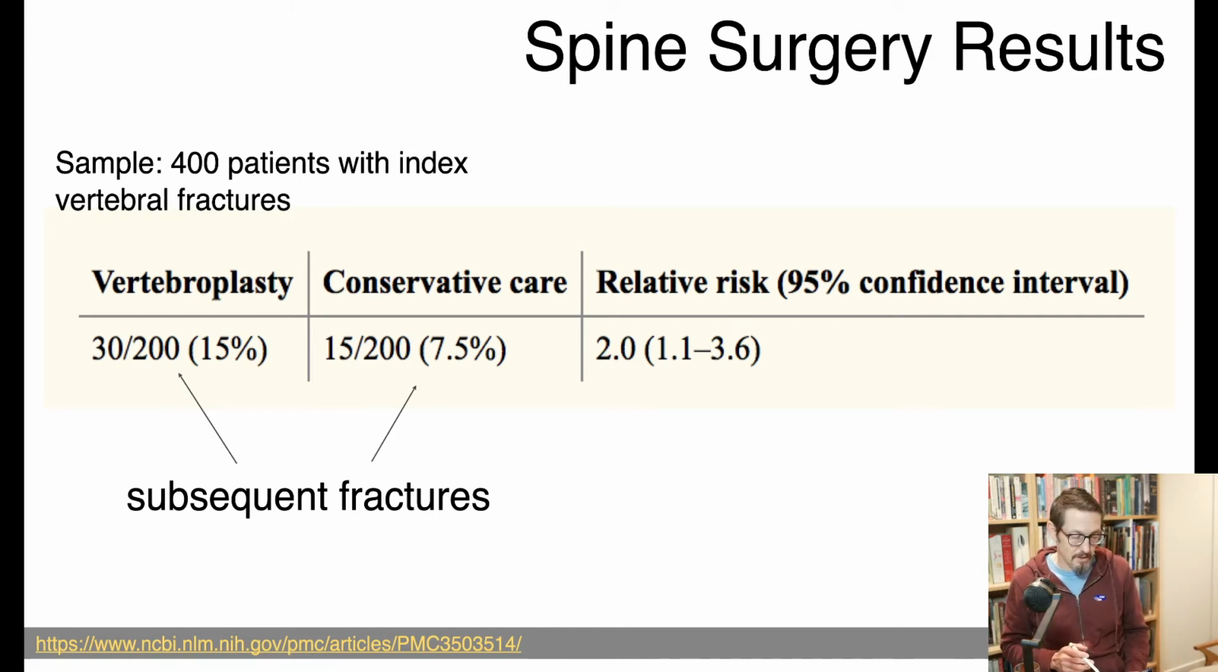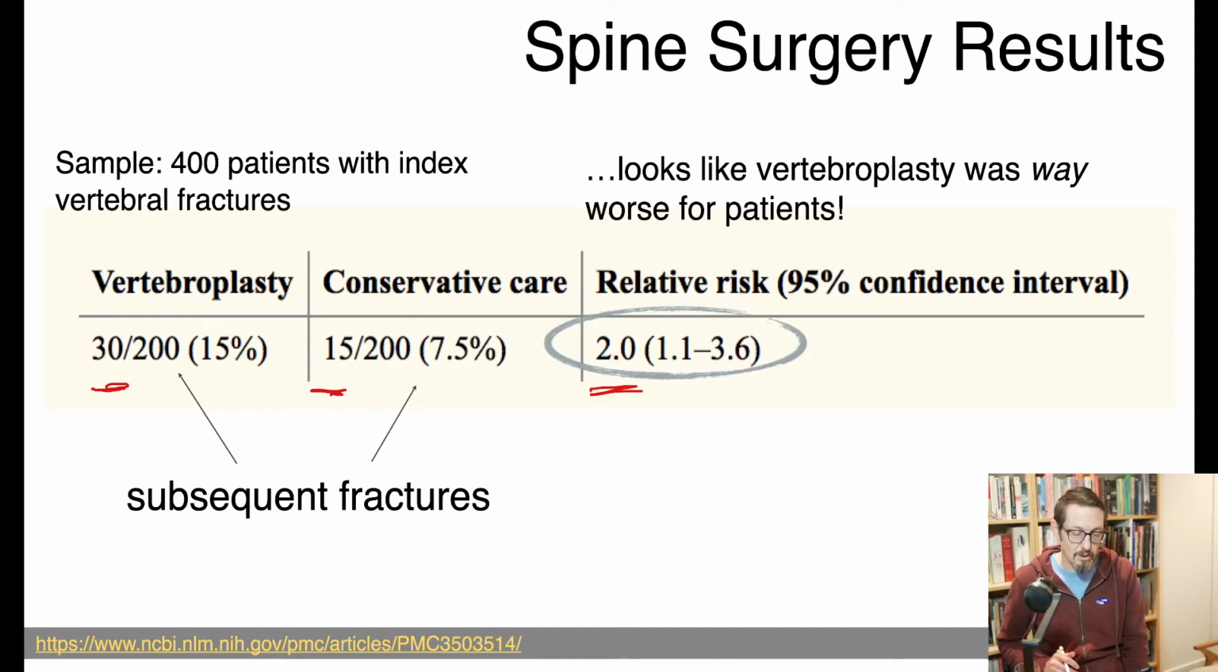Okay? So if you look at this, there are 30 out of 200 people who underwent the surgery who got another fracture, a second fracture. Only 15 of the people who got conservative care got another fracture. So that means that they are at twice the risk. The people who got the surgery are twice as risky for them as just laying in bed and hoping it'll all heal. Whoa, that seems like a terrible, terrible thing. I don't think I want to get vertebroplasty if I have a spinal fracture.